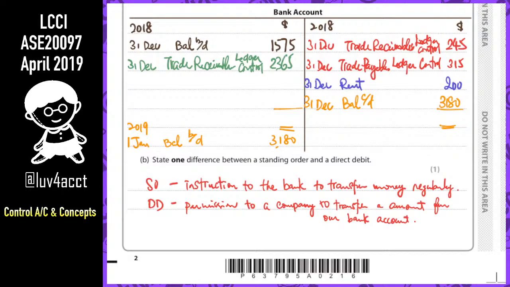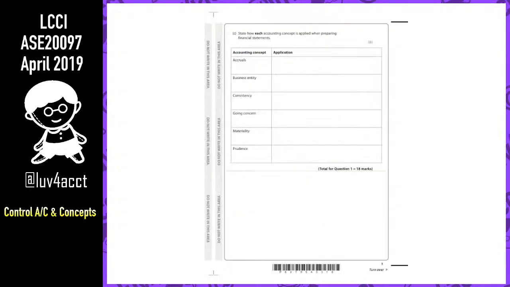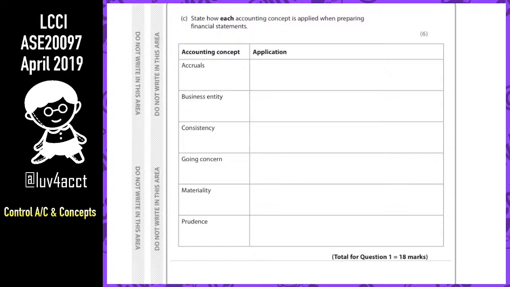Okay, so I can say like this. You can also say standing order is usually of a fixed amount, and direct debit is usually of variable amount. Just like insurance, you are paying monthly the same amount, but for electricity, it is according to your usage. Okay, so next one, we have 6 marks.